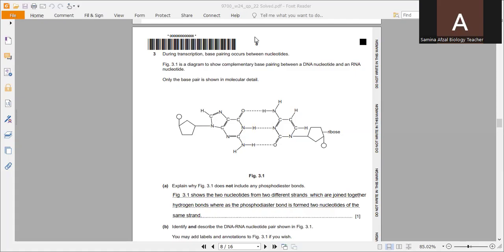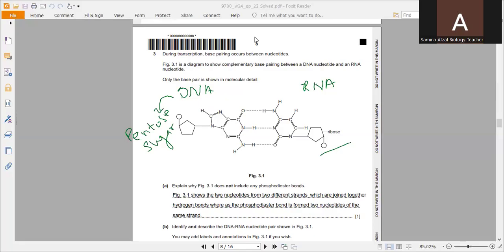And here you can see that they ask us to explain why figure 3.1 does not include any phosphodiester bond. You can see they have shown one DNA nucleotide. So this side shows the DNA and this side shows the nucleotide of the RNA strand. The DNA contains the pentose sugar and this side shows the ribose sugar. So it means this is RNA and this is DNA.